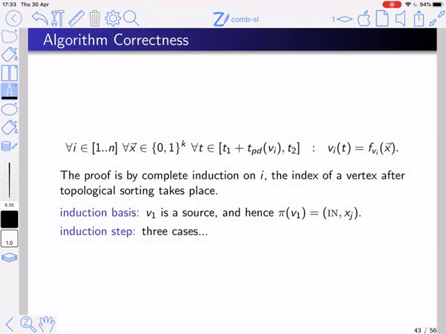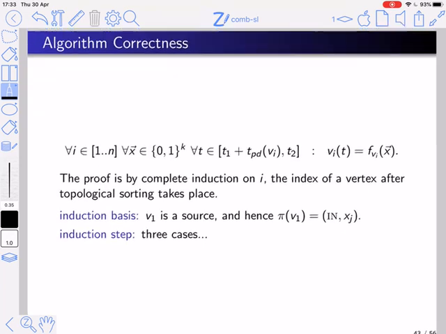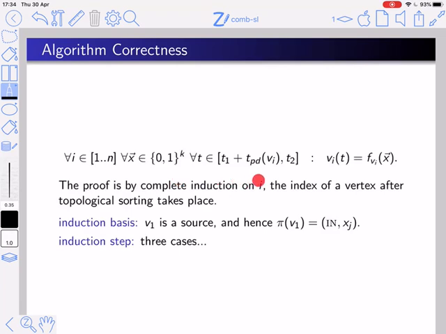We want to prove the correctness of the simulation algorithm. What does that mean? We want to claim the following. For every i from 1 to n, these are the indices of the vertices after we sort them in topological ordering, and for every value of the inputs, and for every time t in the interval t1 plus the TPD of Vi, this is the i that appears over here, until time t2, the value of the output of Vi equals fVi of x. This will be the correctness of the simulation algorithm. The proof of this theorem is by complete induction on i, the index of the vertex in the topological ordering.